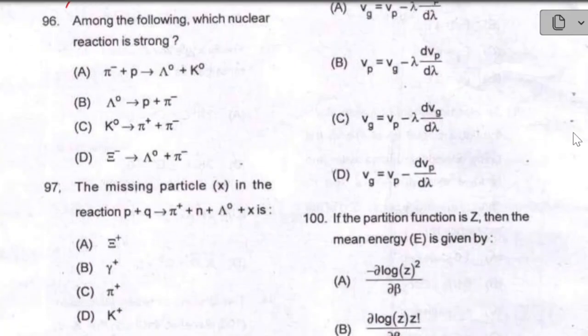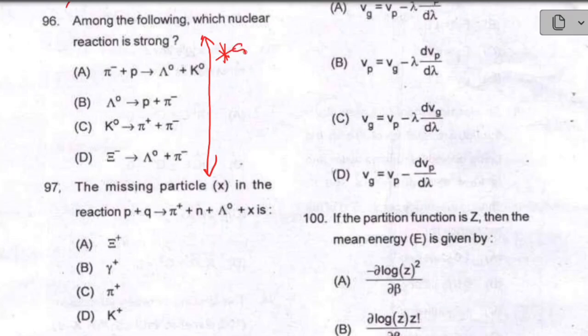Next, 96. Among the following, which nuclear reaction is strong? Okay, so this is a very important question. You can find this type of question in all exams. So how to check which given nuclear reaction is a strong nuclear reaction? You have to check the conservation laws.